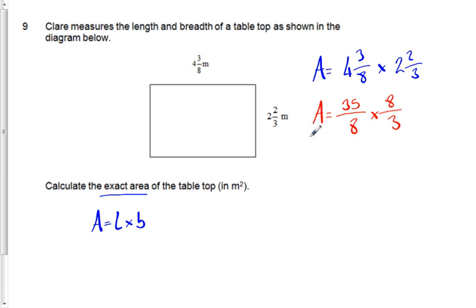Now we can cancel these because an 8 on the bottom here and an 8 on the top here cancel one another out, giving us an area of 35 over 3, which we can simplify since we know that 11 threes are 33. So that's 11 and 2/3 remaining. And our units here are meters squared. Notice that it did inform us of the units, so we need to make sure we use them. And that's the end of the question.